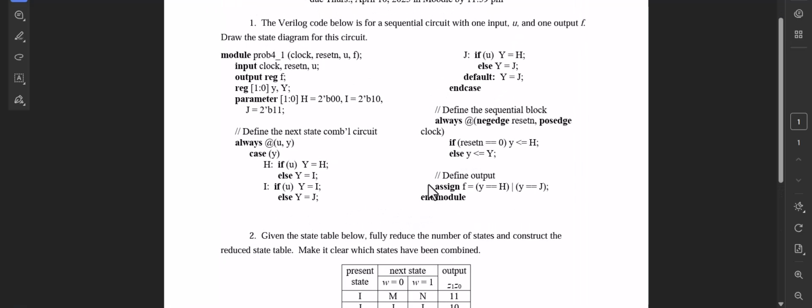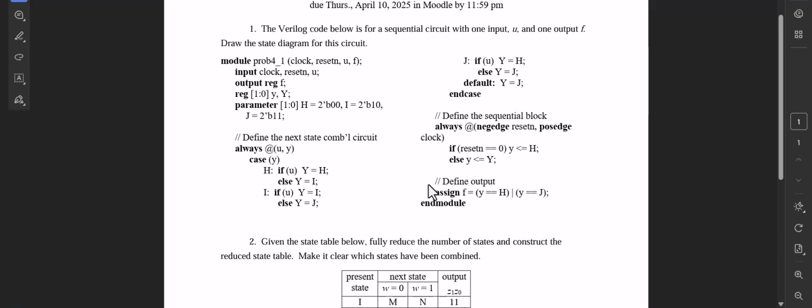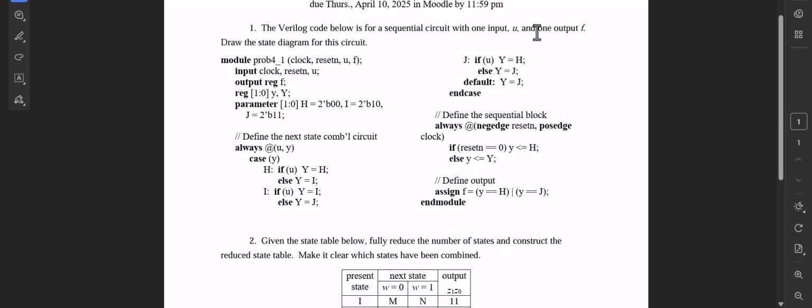Okay, so this is your homework question for tomorrow. The Verilog code is a sequential circuit with 1 input and 1 output. Draw the state diagram for this circuit. So I'm looking at this, and I can tell whether this is a Mealy or a Moore machine by looking at it quickly. So, guessing. Okay. That's right.